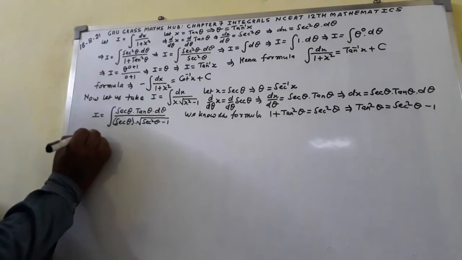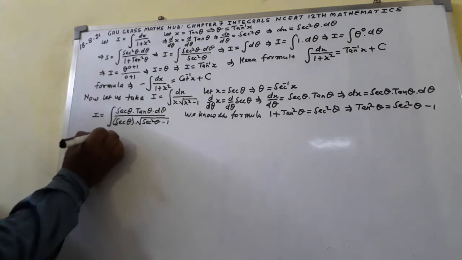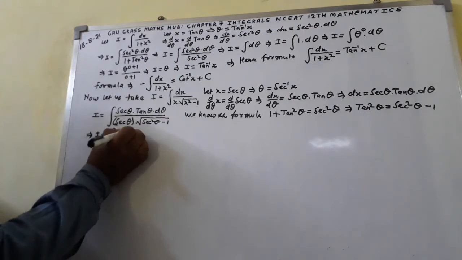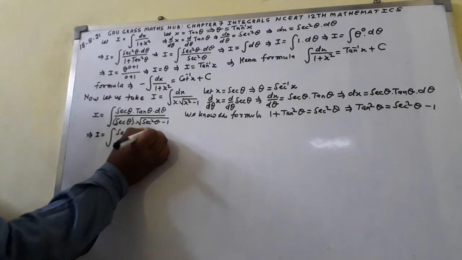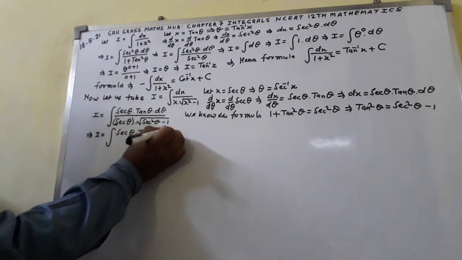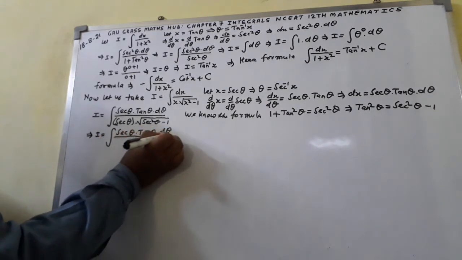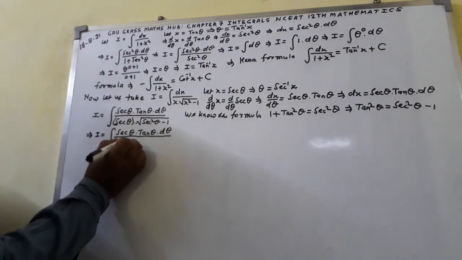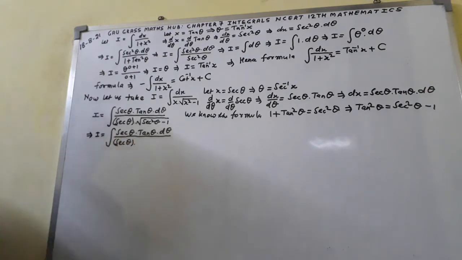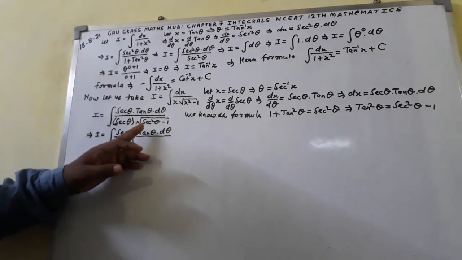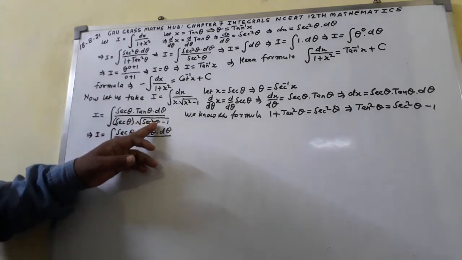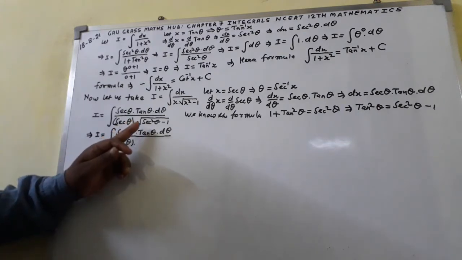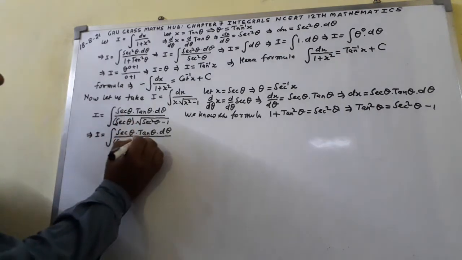So here we will get, implied that I equal to integral sec theta dot tan theta dot d theta, whole over I shall write sec theta dot, or in place of sec square theta minus 1, I shall write tan square theta. You will get here under root tan square theta. You will get only tan theta.